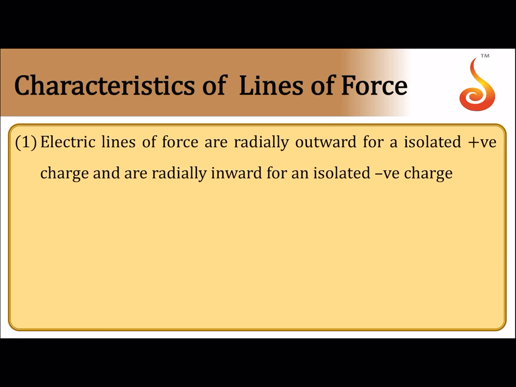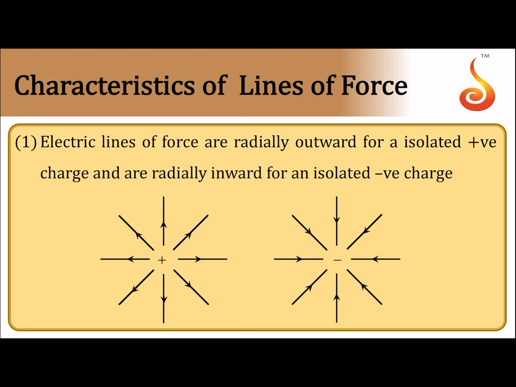All of you will kindly write it down. Electric lines of force are radially outward for an isolated positive charge and are radially inward for an isolated negative charge. And here are some diagrams, a neater diagram that is drawn there. You can kindly draw this diagram also in your notebook. With the first property, have the first diagram of your lines of force. So the straight line is important and the arrow is also important. Every line you have to show the arrow.